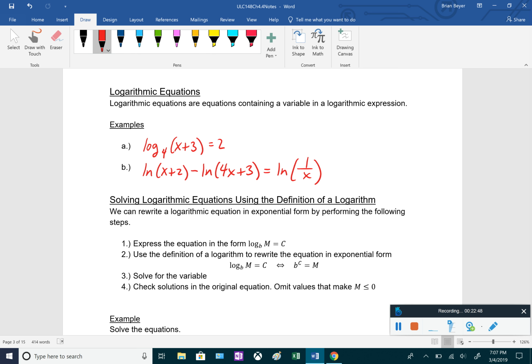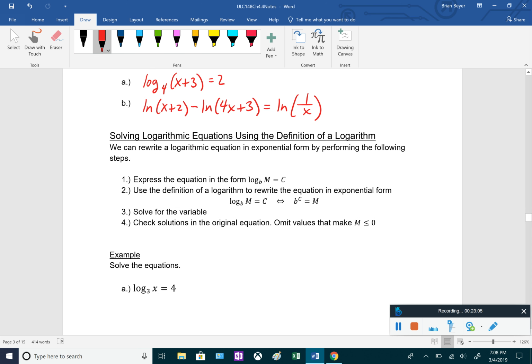So you can see for that first one for A, we've actually solved those already. We would just have to convert that to exponential form and solve for x. For B, it's a lot more complicated. We have to use the rules, the properties of logs, and condense that in order to solve it.